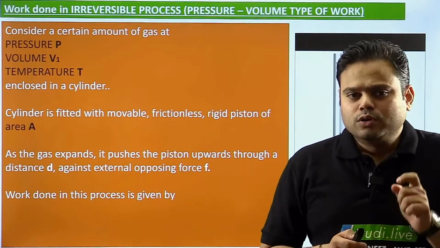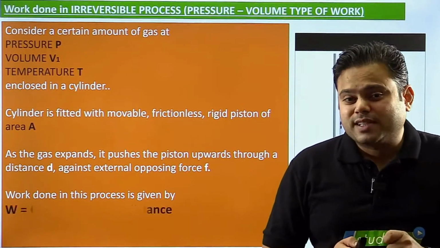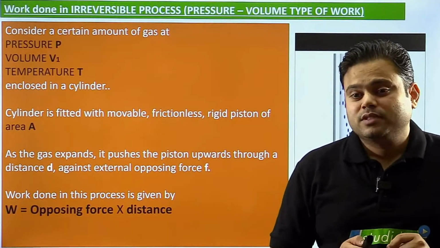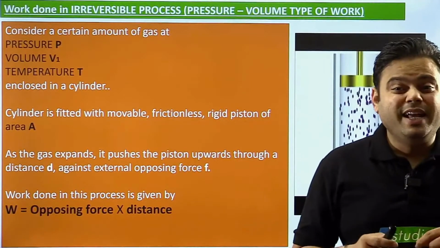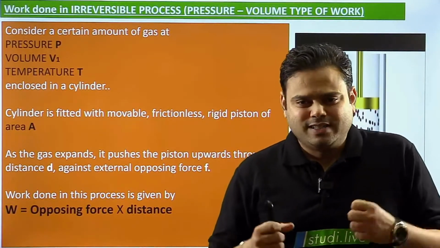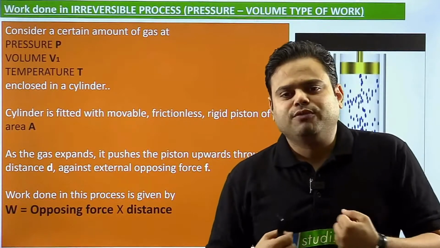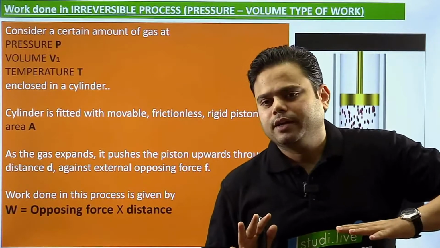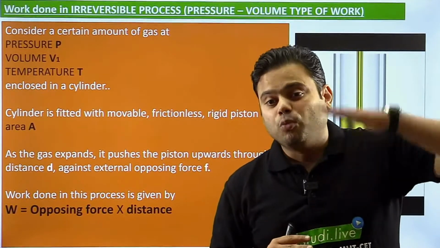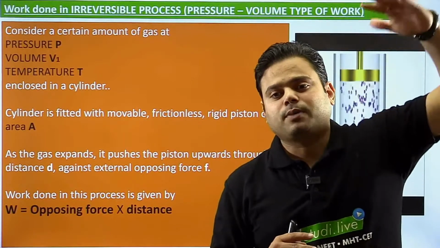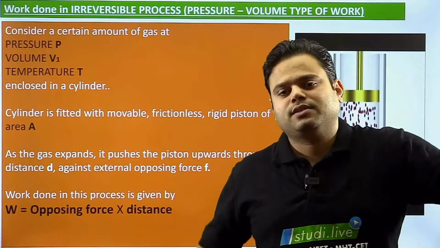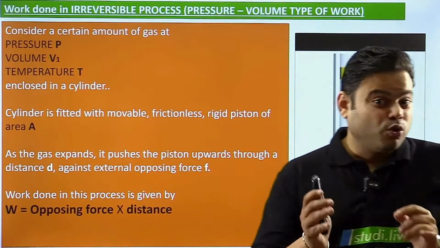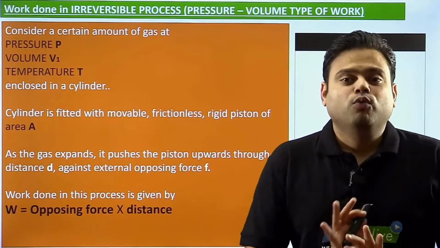Now, the work done in this process is given by the formula opposing force into distance. See, work is performed only against opposition. Let us say the piston is moving, but there is no opposing force. So the piston is moving freely. If there is no opposing force that the piston has to counteract to go up, so the piston is freely expanding. The piston is freely moving up, the gas is freely expanding, and in that case work is not getting performed. Why? Simple reason, there is no opposing force there. There is no opposing force, work is not performed.